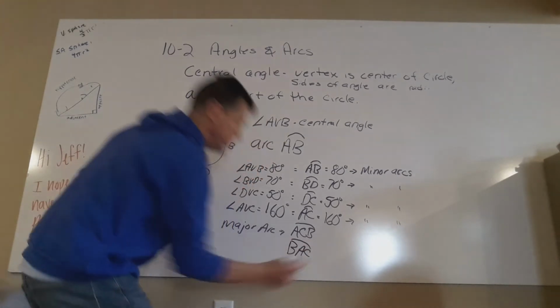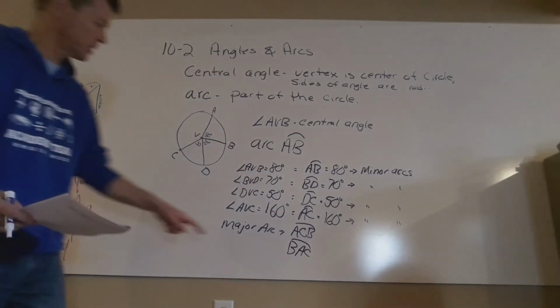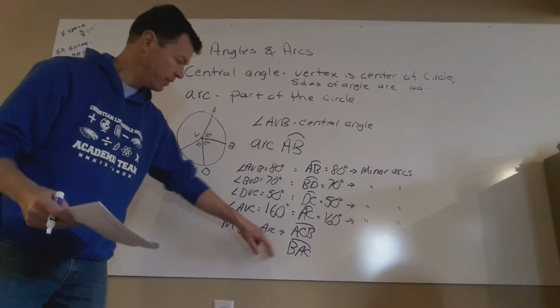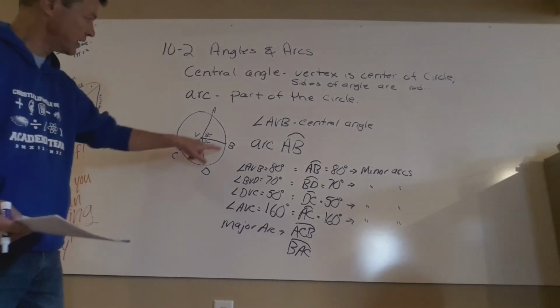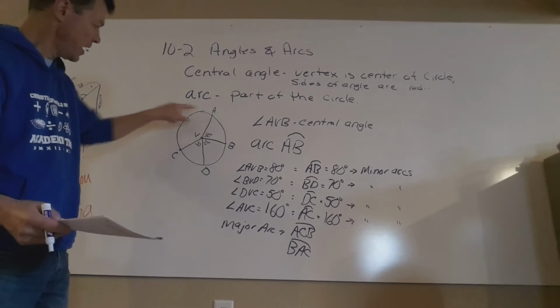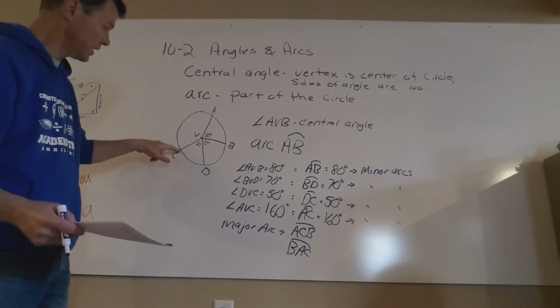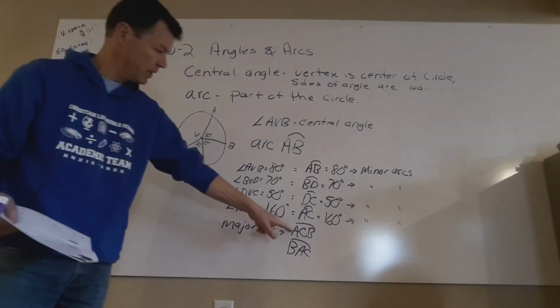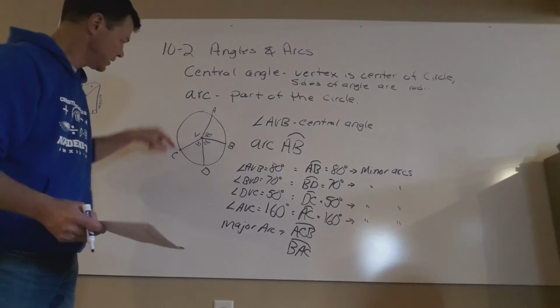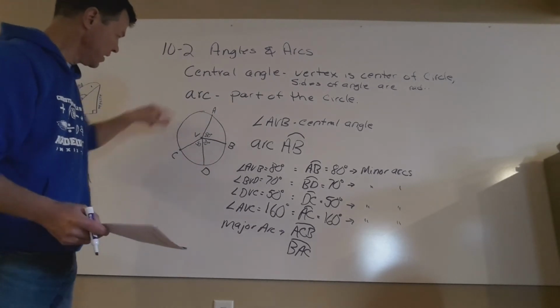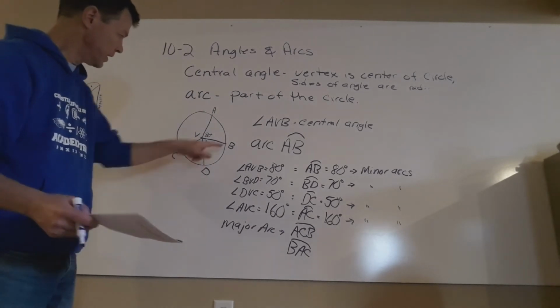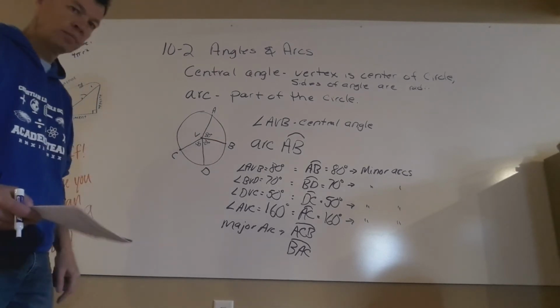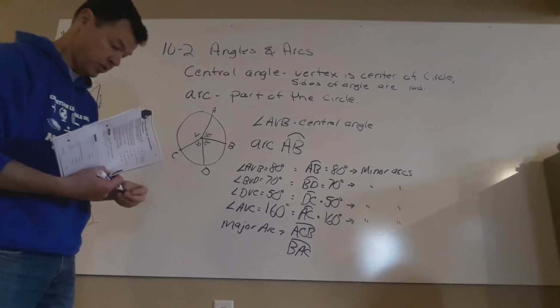And notice there's 3 letters in the major arcs, and you need to have those 3 letters in there just to indicate that you're starting at B, going to A, and then coming over here to C and stopping at C. Same way with ACB: starting at A, going through C, and then stopping at B. I think it's fairly intuitive.